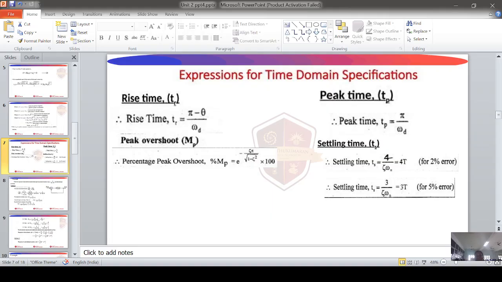Peak time, denoted as Tp, is the time required to reach the first maximum peak. It shows how fast the system reaches its highest overshoot.